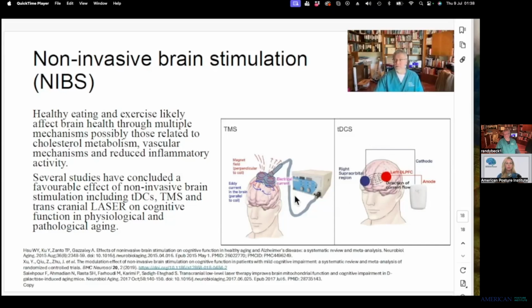And then we also have laser, transcranial laser, which is starting to become a lot more research is being done on that. And that transcranial laser activation does affect the mitochondria mostly. So it'll affect mitochondria production of ATP. It'll also affect the production of ROS. It would also affect production of neurotrophins.